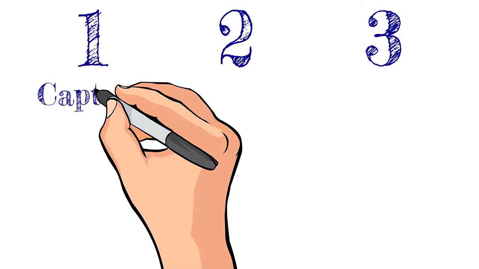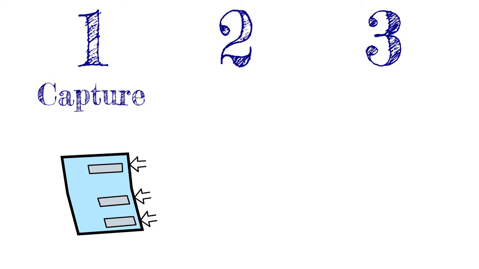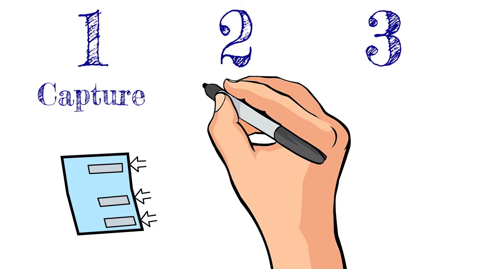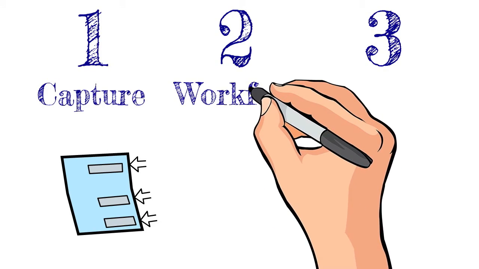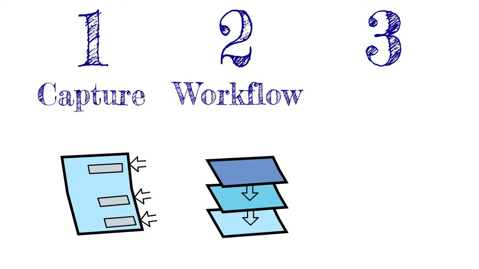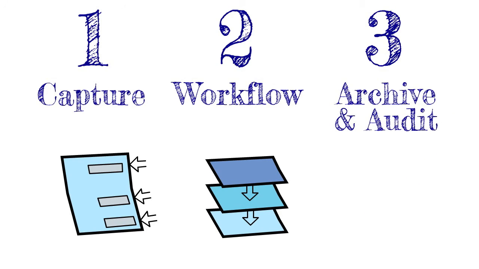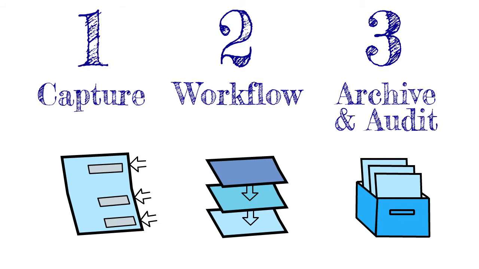One is capture, extracting data from either paper invoices or emailed PDFs or other electronic formats. Second is workflow, where invoices are gathered into a central dashboard and automatically sent to managers to review and approve. And third is archive and audit, where invoices are archived for searching, reporting, and auditing.